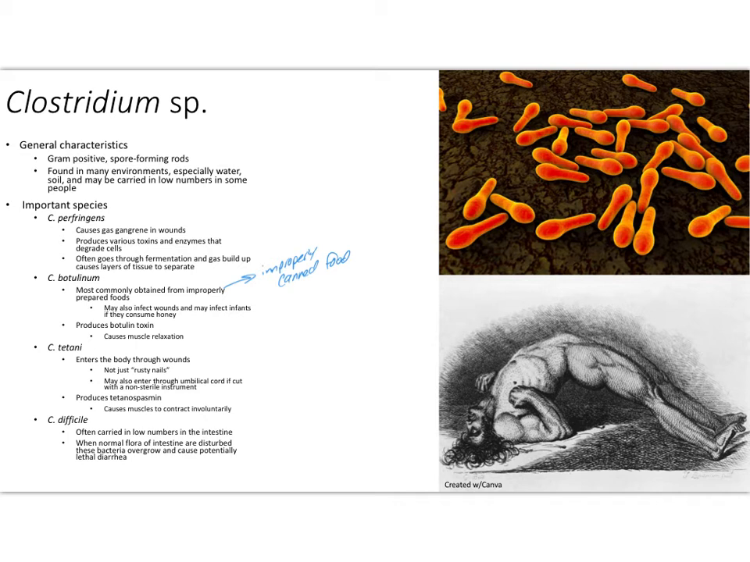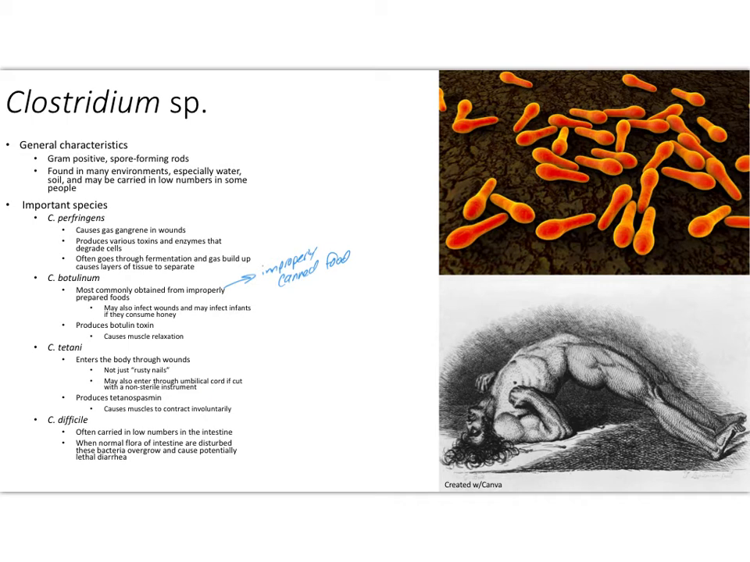Our next one is Clostridium tetani. This one primarily causes what we call tetanus, and it enters the body most of the time through wounds. One thing that's important to keep in mind is that it's not just through things like rusty nails. A lot of times people assume that you can only get tetanus from something rusty. That's not true. You can absolutely get tetanus from something that looked completely pristine. You can get tetanus from a rusty nail. You can get tetanus in a lot of different scenarios. So it's not just something rusty that can give you tetanus.